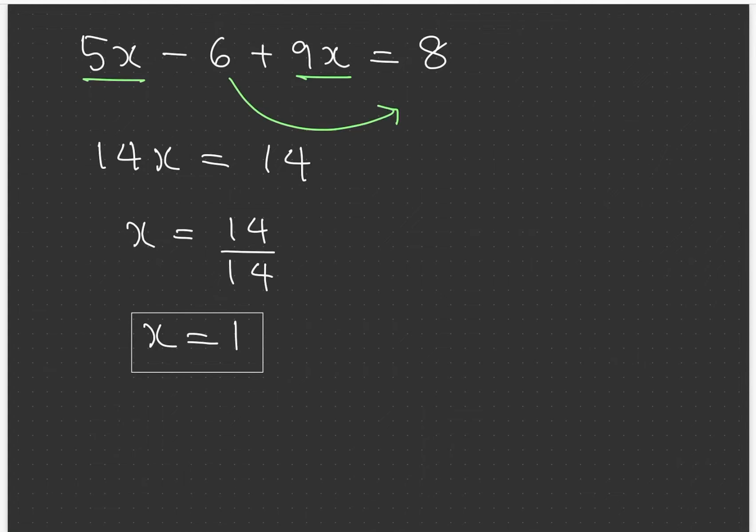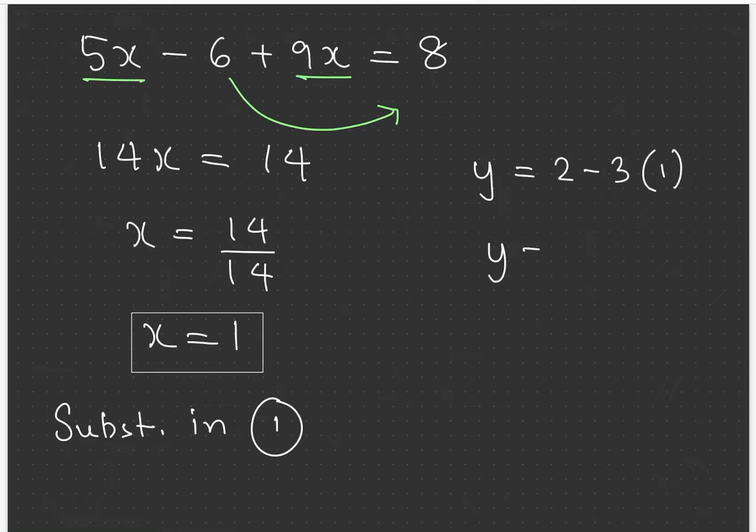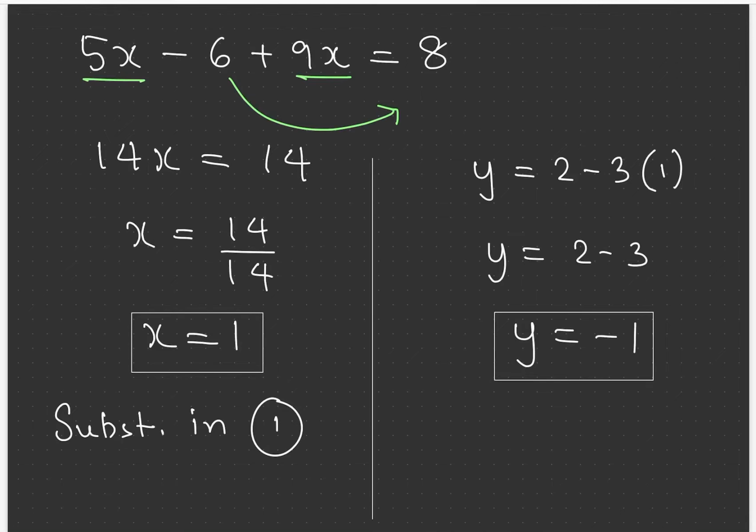Now you can substitute this in equation 1. So when I put x equal to 1 in the first equation, the first equation was y is equal to 2 minus 3x. So instead of x I write 1. So this gives you y equal to 2 minus 3, or y is equal to minus 1. Clear? So you got x is equal to 1 and y is equal to minus 1. So that's the common solution of both the equations.